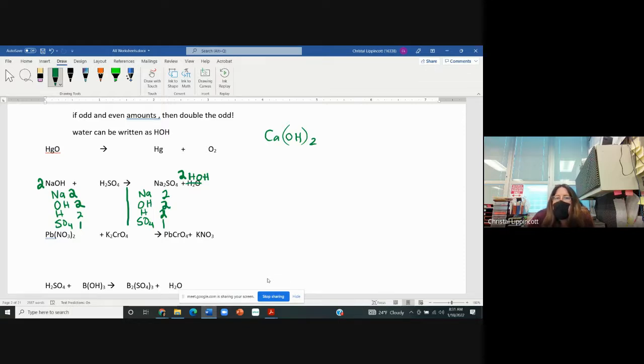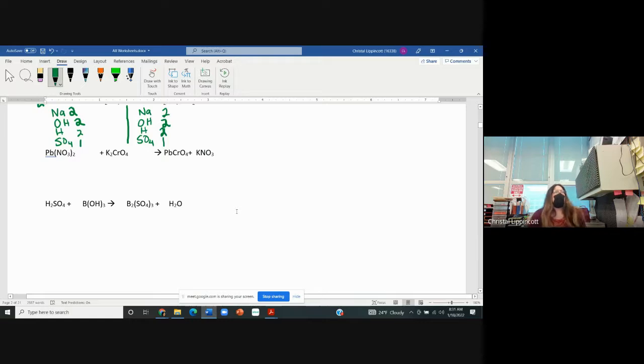Do you see how writing that as HOH made that a lot faster to balance? And if you are balancing and keeping these polyatomics like that, that makes it easier too. Otherwise, you'd have to add these oxygens up, okay? And so because of that, it's going to make it much faster to balance this. All right, see if you can do the next one.